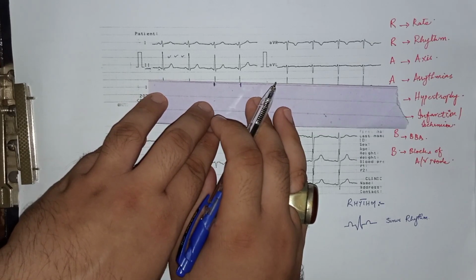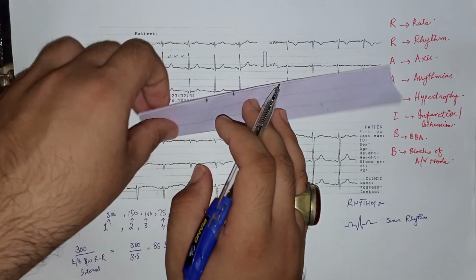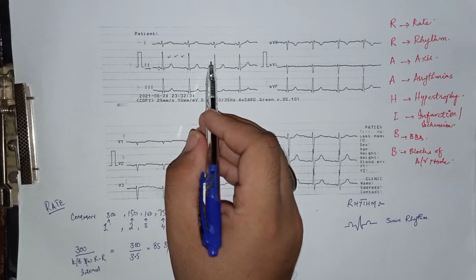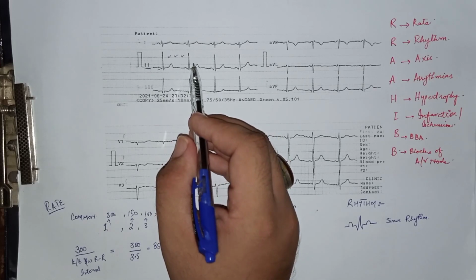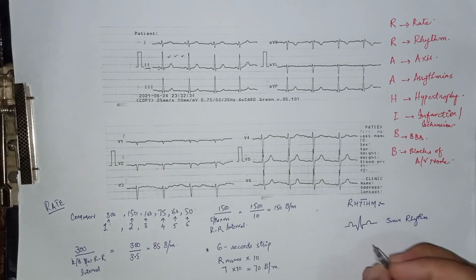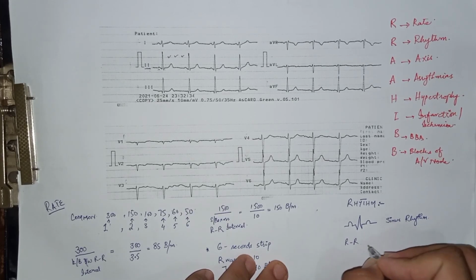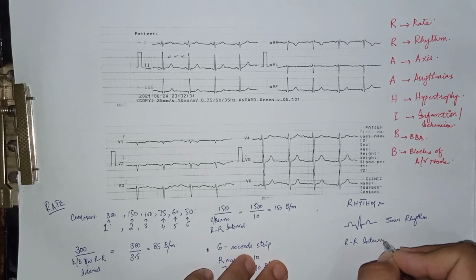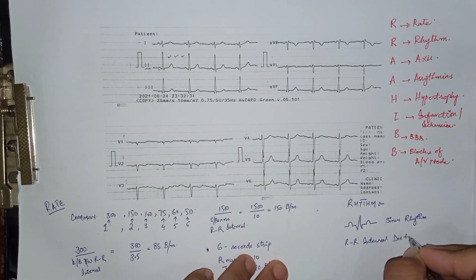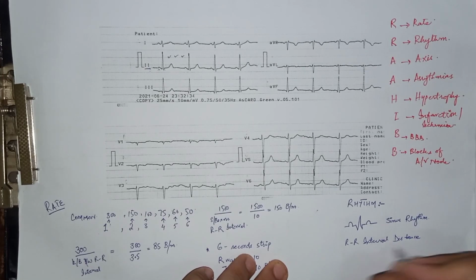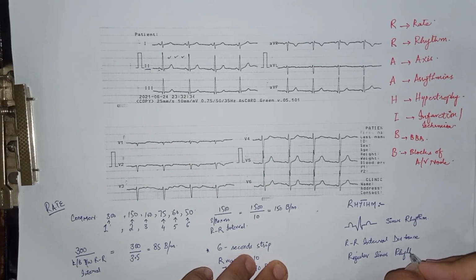This is a very common and simple method of checking rhythm: the distance of the RR interval should be the same in all the leads. So this is called regular rhythm. Check the RR interval distance. In this case it is regular sinus rhythm. We will discuss the rhythm in more detail in the arrhythmias.